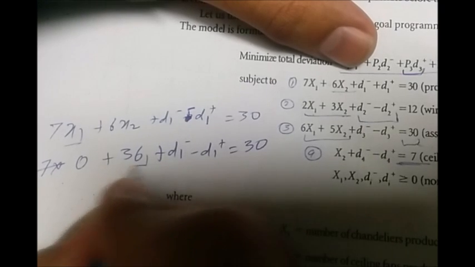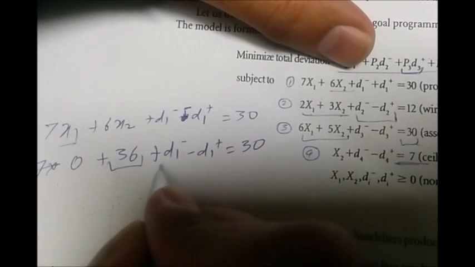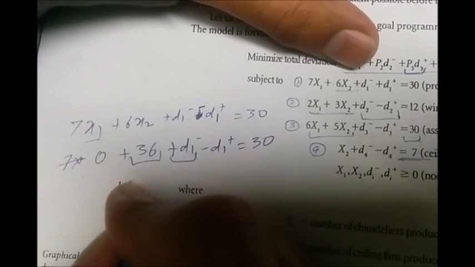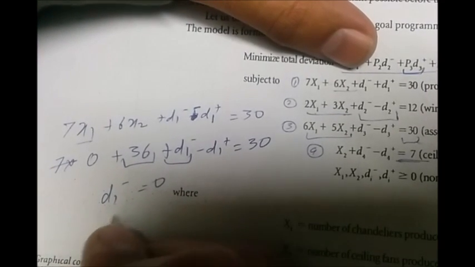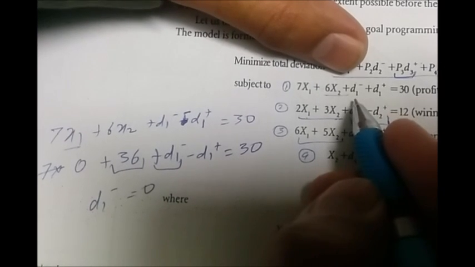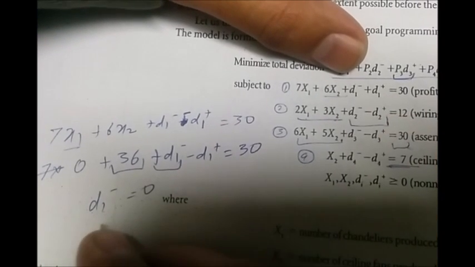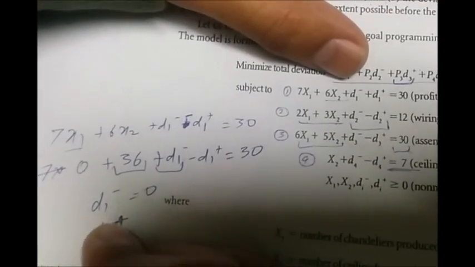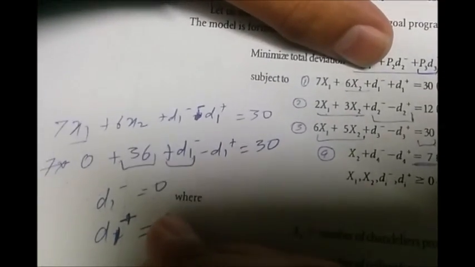Now as you can see, this is itself 36, so there is no underachievement actually. There is only overachievement, so d1 minus will automatically become 0. And that is what we wanted to do. We wanted to minimize d1 minus. That's why d1 minus is automatically 0, and d1 plus will be 6 in this particular case. So d1 minus is 0, d1 plus is 6.